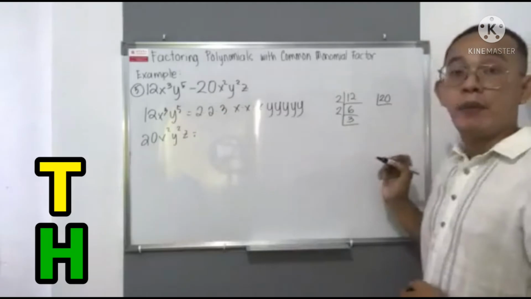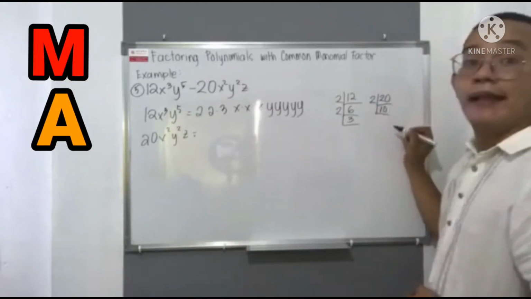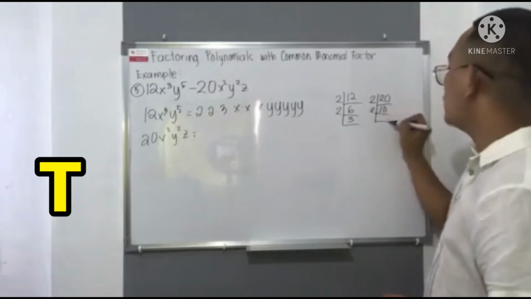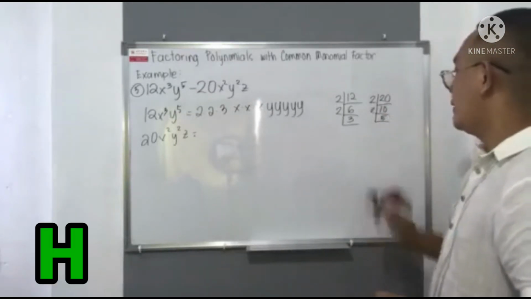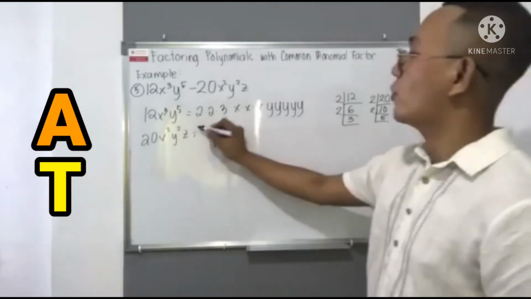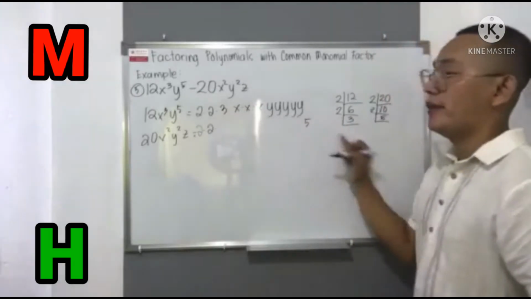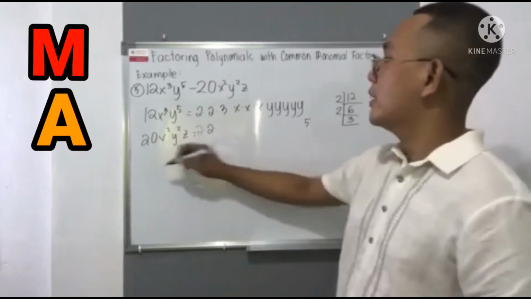20 is divisible by 2. So, 20 divided by 2 is equal to 10. 10 divided by 2 is equal to 5. And then, 5 is a prime number. So, therefore, yan ay magiging factor natin. So, we have 2 times 2 times 5. Lagay ko na yung 5 dito para hindi tayo malito.